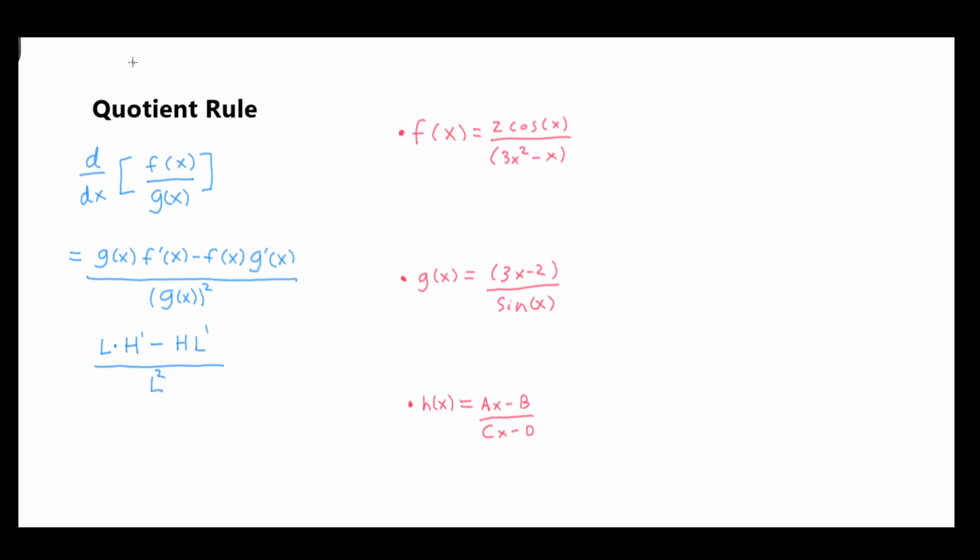So here we're going to talk about the quotient rule. The quotient rule is very similar to the product rule. You have two functions that can be divided by each other. We use this formula over here.